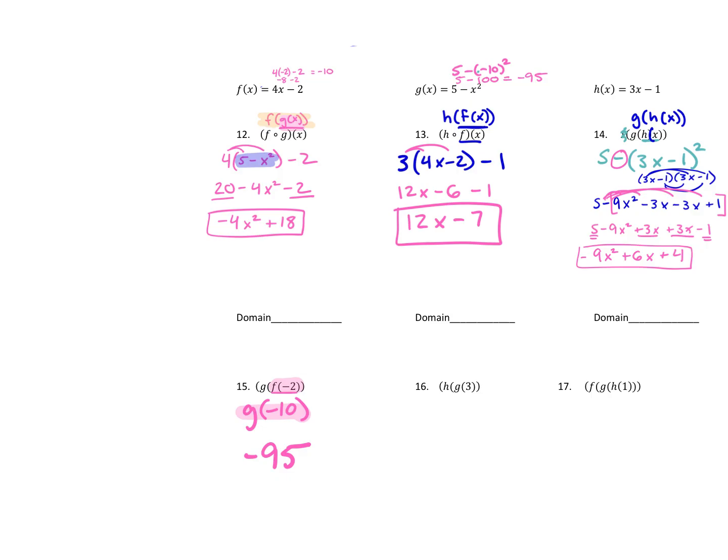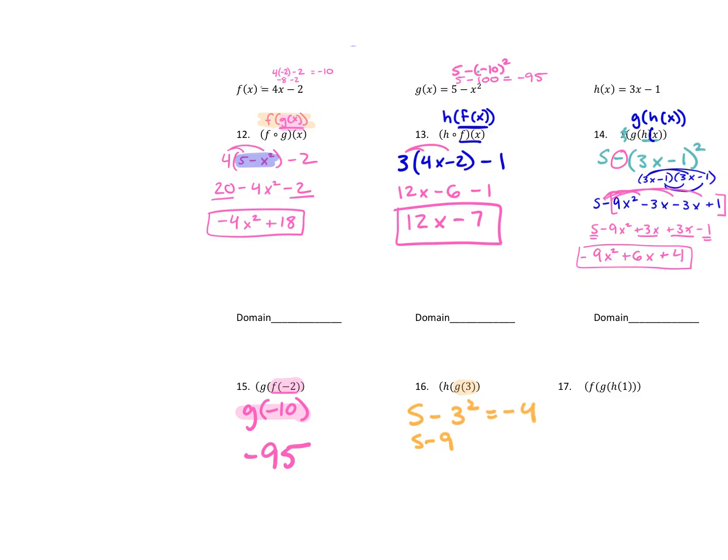Let's do the same thing for 16. What do I do first? We're going to plug 3 into g. So when I plug 3 into g, we have 5 minus 3 squared. So 5 minus 9 is what? Negative 4. What do we do next?